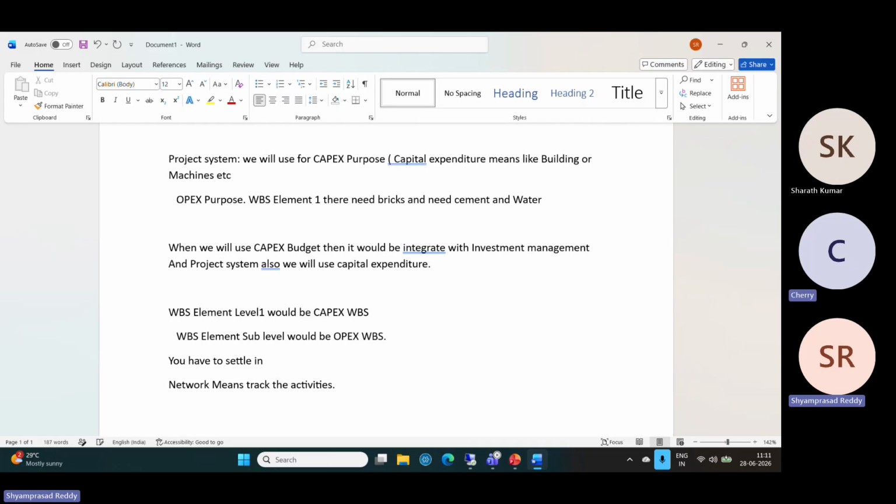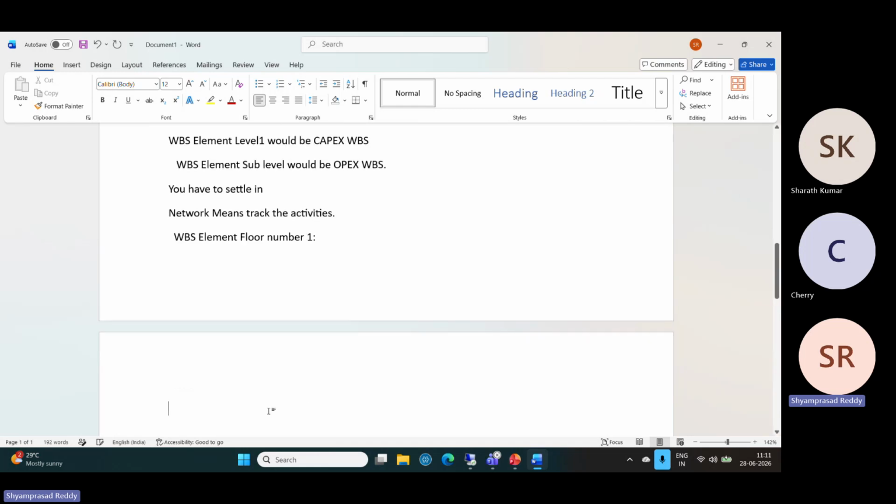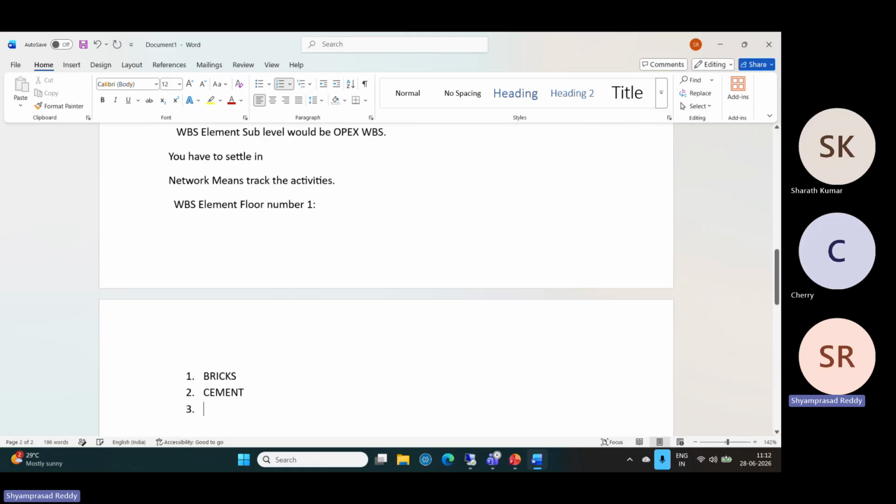What are the activities here? For example, there is a WBS element, floor number 1. What are the things required here? Activities. One activity would be bricks. Second activity, there is cement. Third, there will be electricity. And fourth would be water supply. These are the activities.